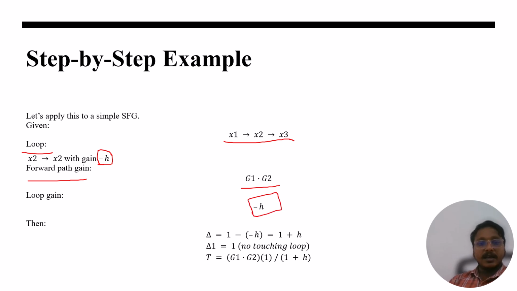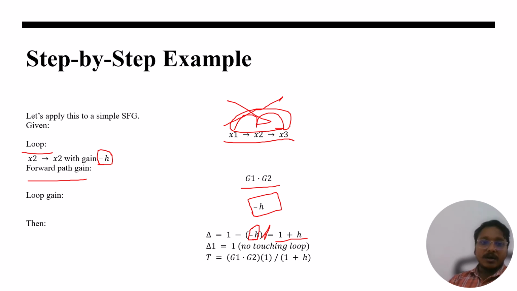Then delta equals 1 minus the sum of individual loop gains. The individual gain is minus h. There are no non-touching loops, so there is no other term. So delta will be equal to 1 plus h, and delta 1 equals 1, since there are no loops not touching the forward path.